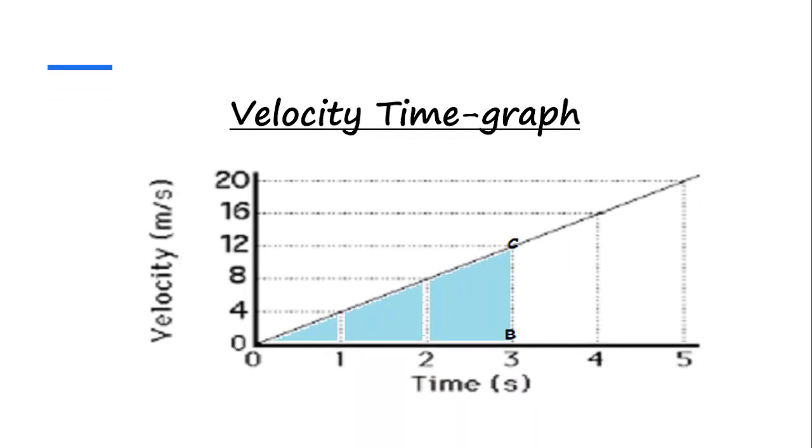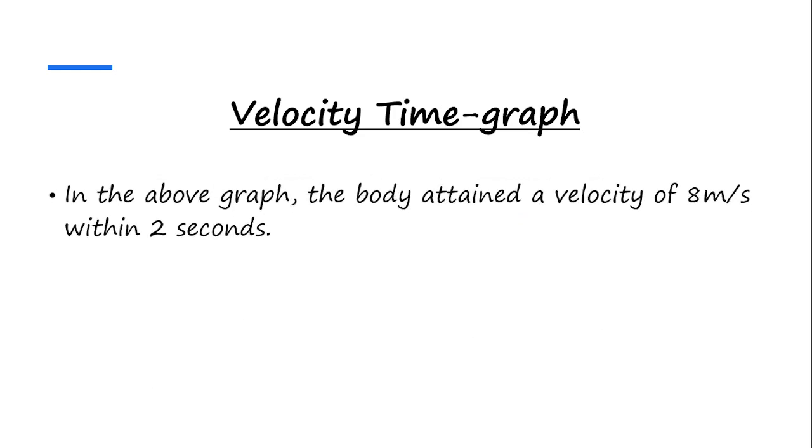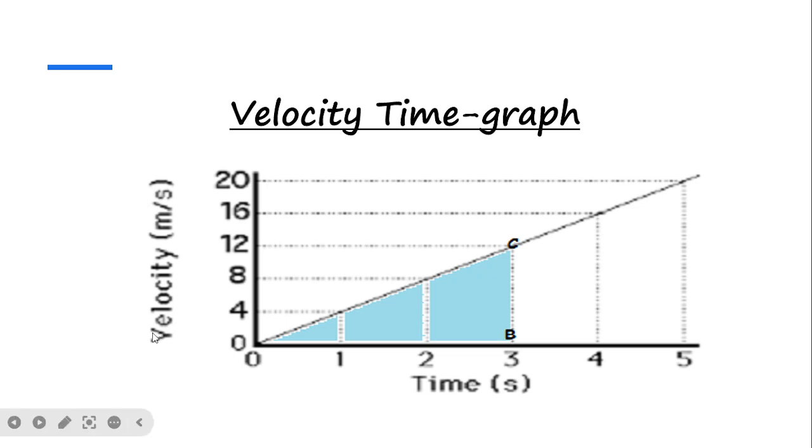Here is our velocity time graph. As we said, the velocity will be shown using the vertical axis, and the horizontal one will represent the time in seconds. So this is an example of a body moving from rest at 0 to maybe 20 meters per second at 5 seconds. So this is an example of the velocity time graph. Now from there, in the above graph, the body attained a velocity of 8 meters per second within 2 seconds. As you can see here, the body attained 8 meters per second in 2 seconds. So this is an example.